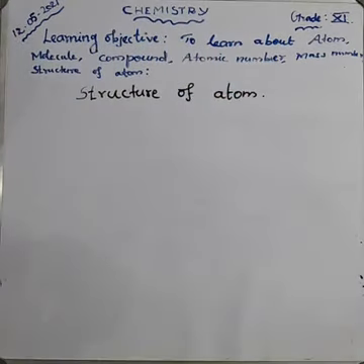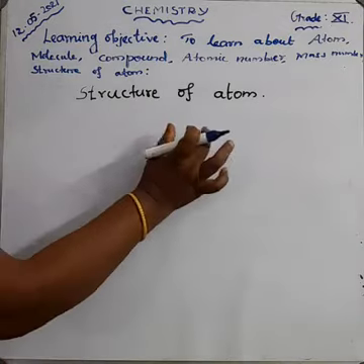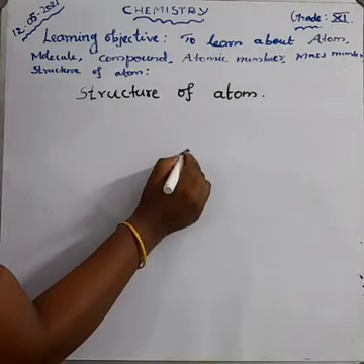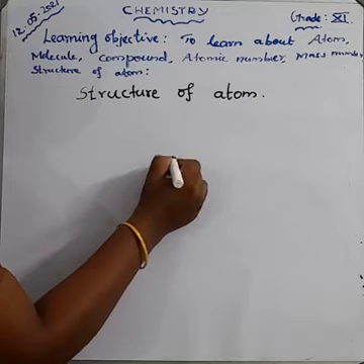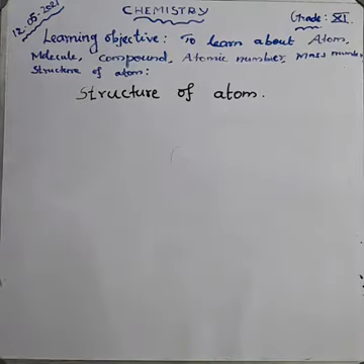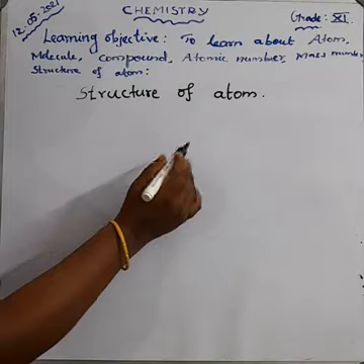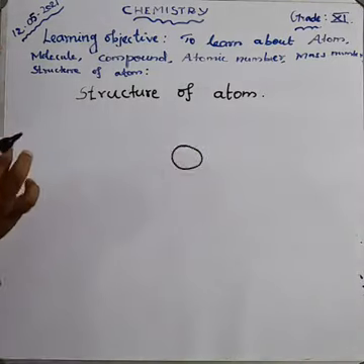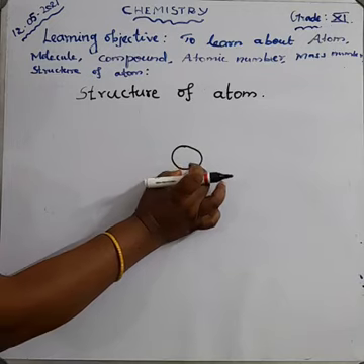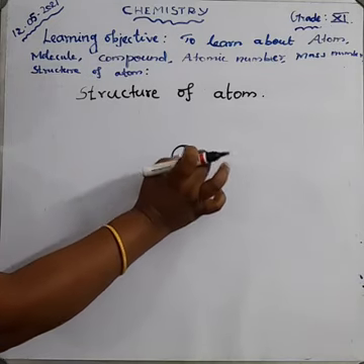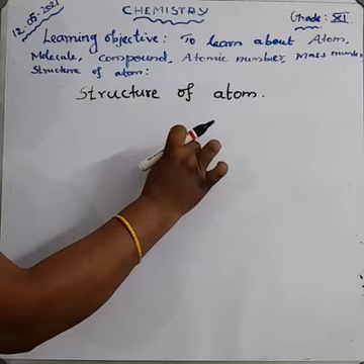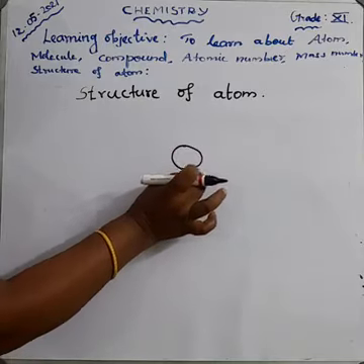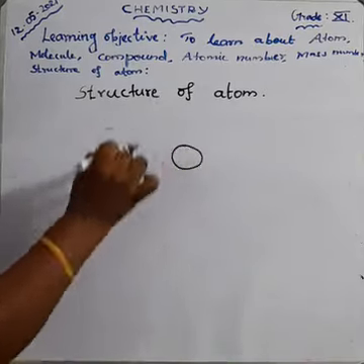Structure of atom. The center of the atom contains the nucleus. This is the nucleus, present in the center of the atom, and this nucleus is surrounded by the orbit.